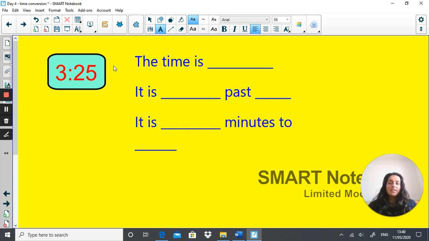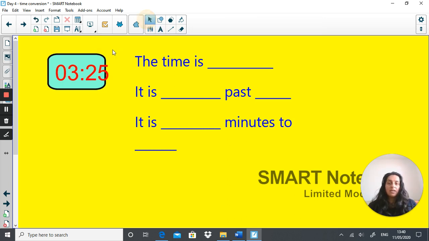Now let's look at this clock over here. Okay, what I can see is missing is the 0 to make it into a 24-hour clock. The time is 03:25. What time is that in the 12-hour clock? And then you can fill the rest in. Pause the video and have a go.